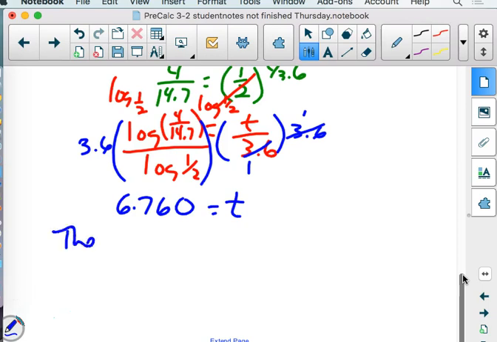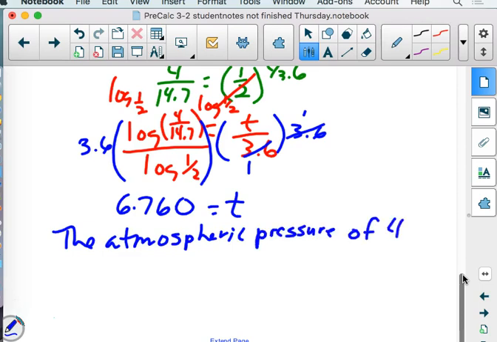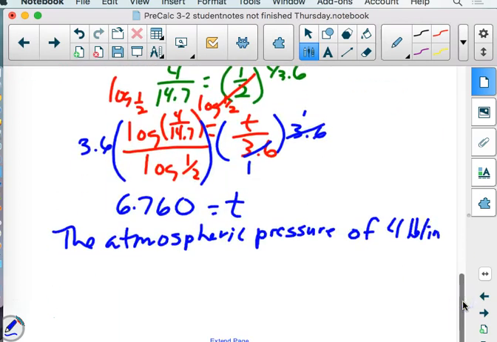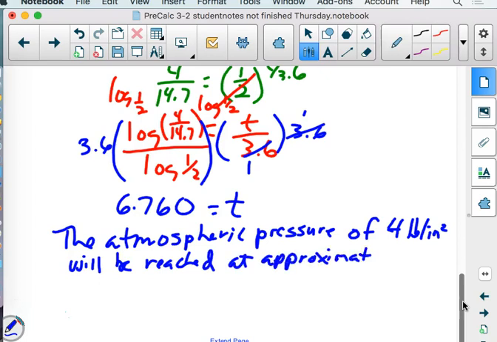So the atmospheric pressure of 4 pounds per square inch will be reached at approximately 6.760 miles above sea level.